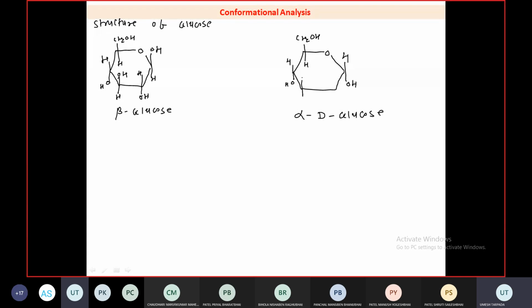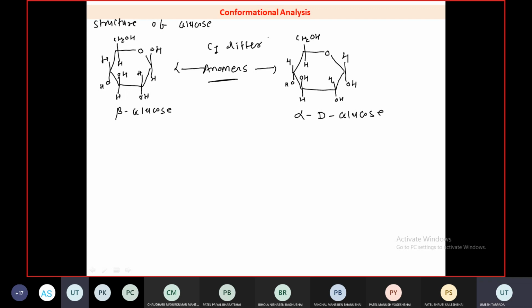Definition of anomers. Anomers are nothing but two structures which have different conformation at carbon number 1 only. They are called anomers, and the others are epimers. If carbon number 1 is different, then they are called anomers.